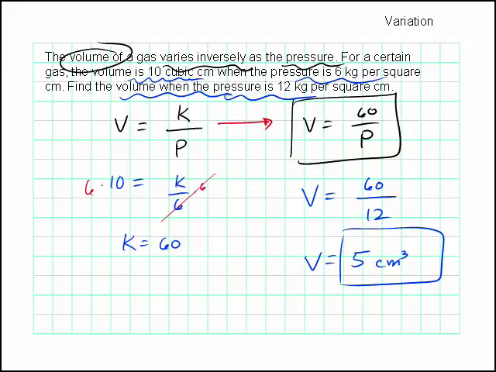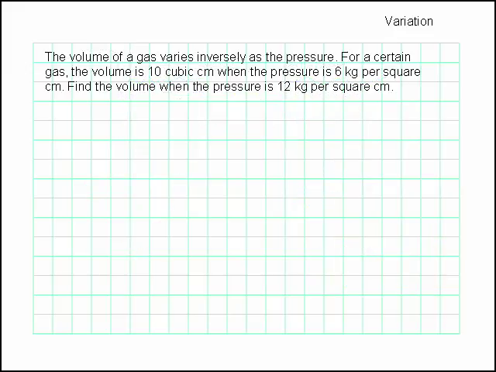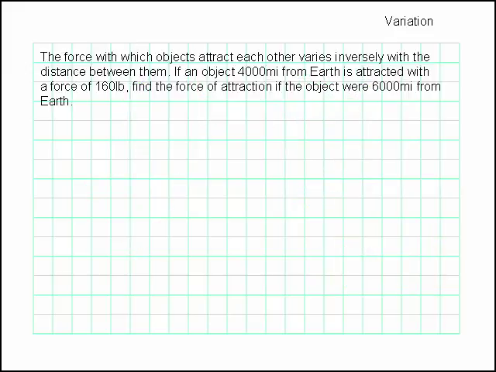Let's see if we have another. Yes. Oh, I remember this one. This is the one that I typed in incorrectly. It should say this. Force with which objects attract each other varies inversely with the square of the distance between them. If I remember my physics, it's the square of the distance. Okay, so let's set up our equation here correctly.